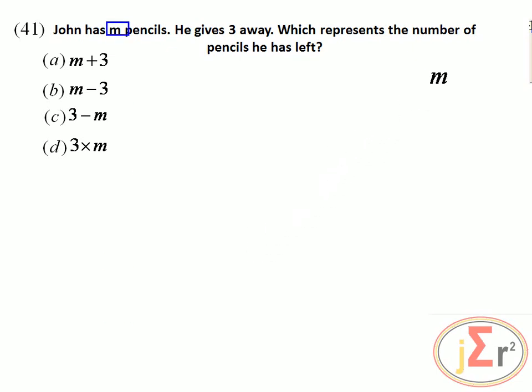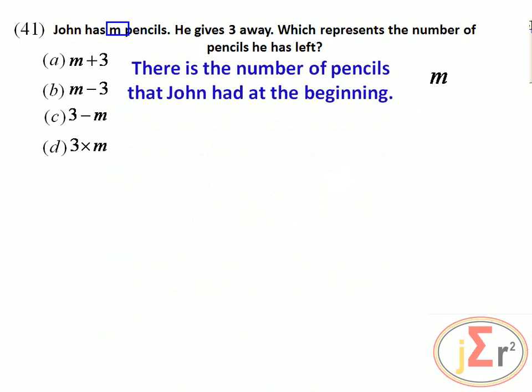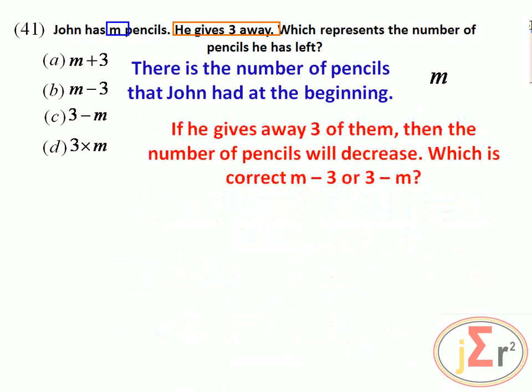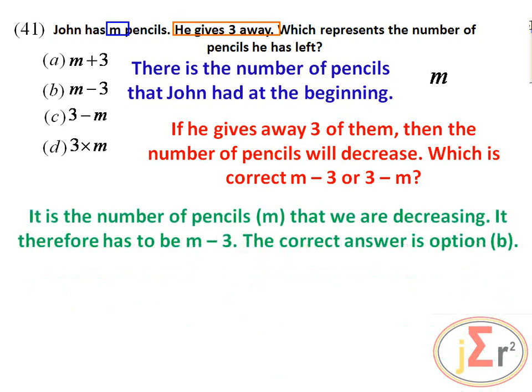So there we have the M pencils. There is the number of pencils that John had at the beginning. He gives 3 away. If he gives away 3 of them, then the number of pencils will decrease, which is correct. M minus 3 or 3 minus M. We have 3 minus M right there. But Jerry says it is M minus 3, and he is correct. It is the number of pencils M that we are decreasing. It therefore has to be M minus 3. We are reducing M by 3. So that's M minus 3. The correct answer is option B.